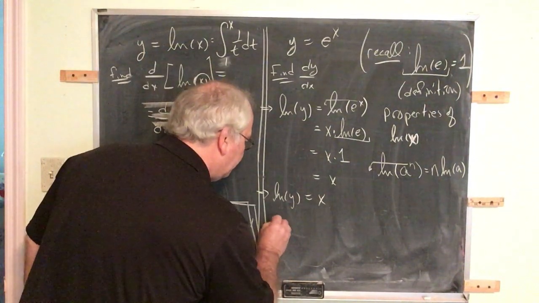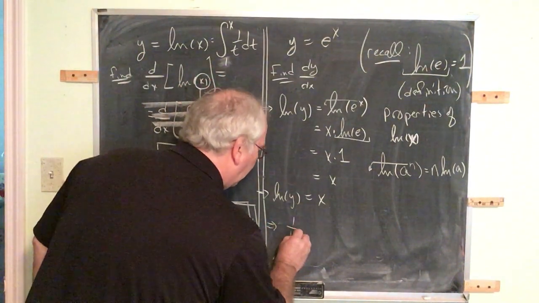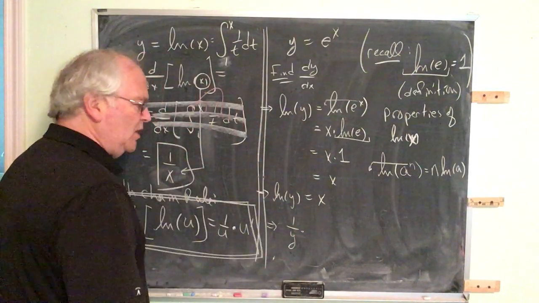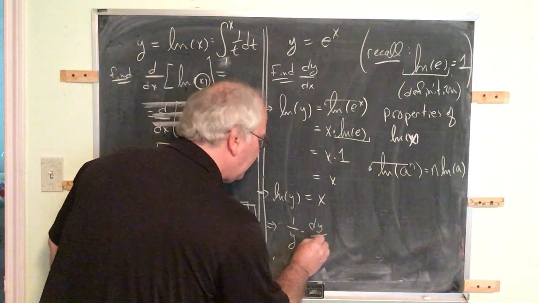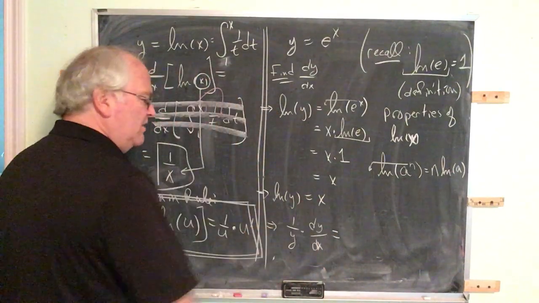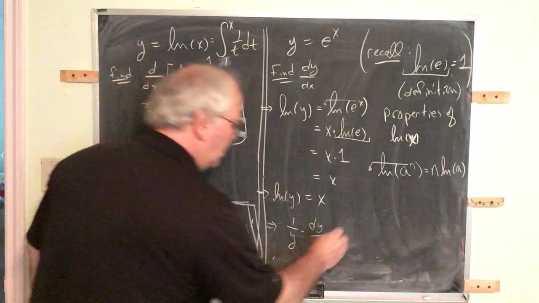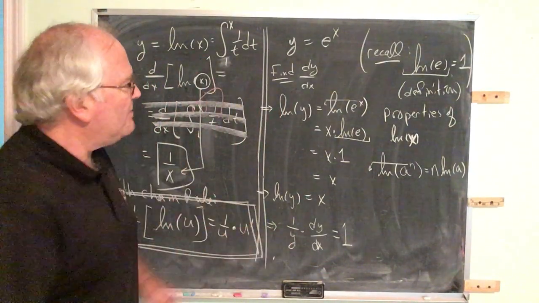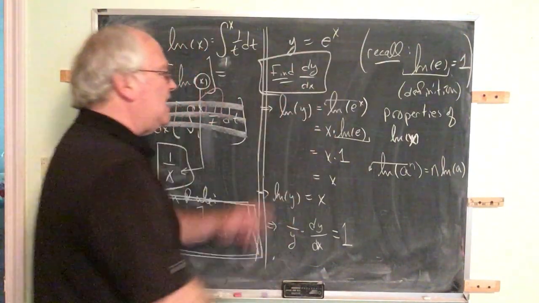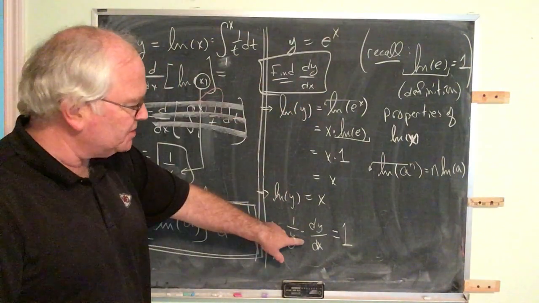So this implies that 1 over y times, what is the derivative of y? It is dy dx. That's got to equal the derivative of x. Well, the derivative of a linear term is just the coefficient. And now we're almost there. Remember, our task is to find dy dx, and we almost have it here.